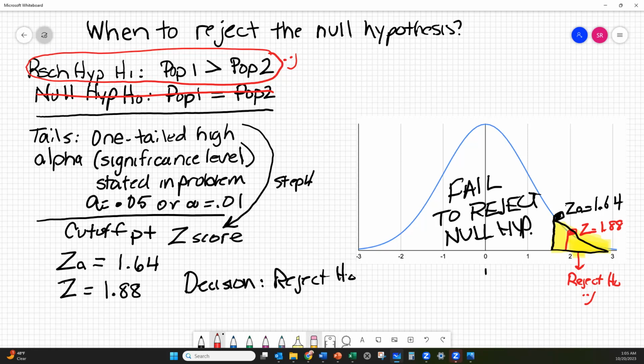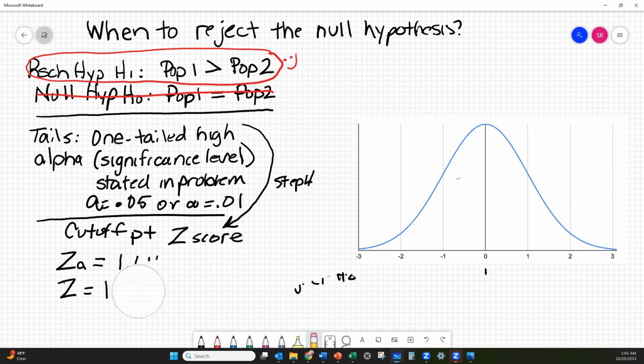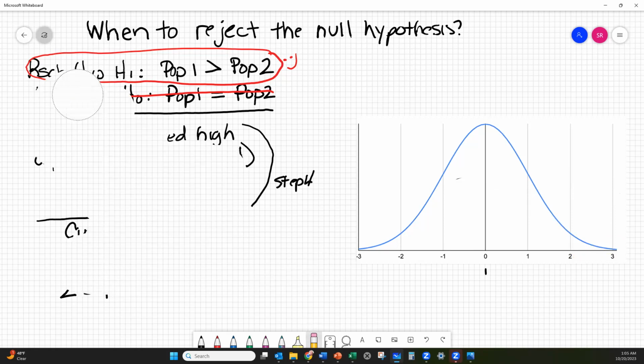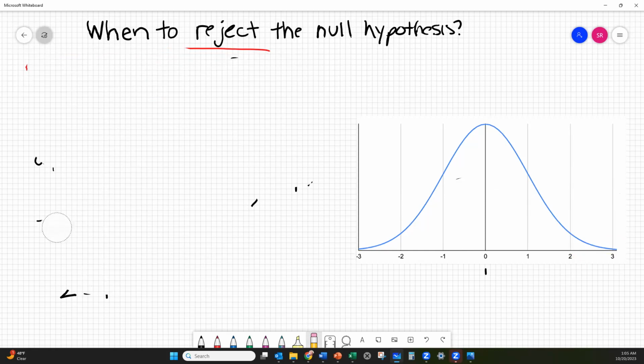So I'm going to erase much of what we have here already. And let's imagine that we have now, we still have our null and research hypothesis, but now they're a little different. There we go. Get all that ink out of there.